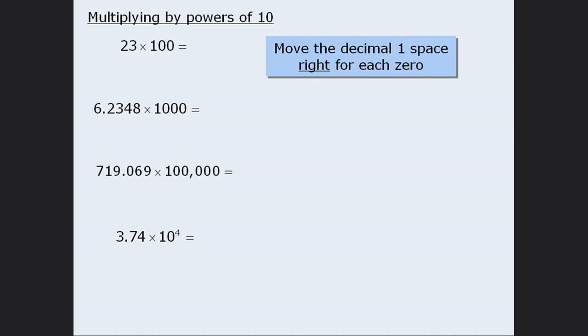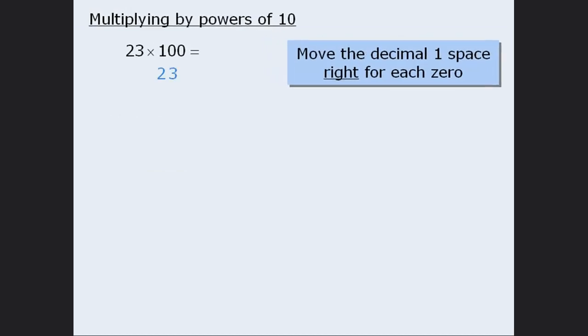To demonstrate this, let's begin with this example. Here we want to multiply 23 by 100. Since there are two zeros in this power of 10, we must move the decimal two spaces to the right. Now in 23, the decimal is assumed to be here. So in order to move the decimal two spaces to the right, we must first add some zeros after the decimal like so. At this point, we can move two spaces to the right, 1, 2, and place our decimal here. So 23 times 100 is equal to 2300.